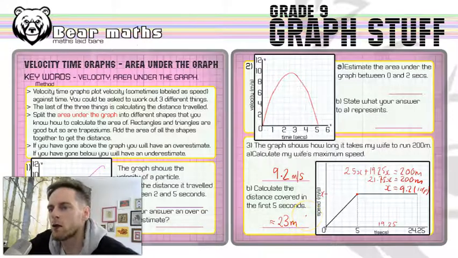There you go, and I hope all of that makes sense. We've done a lovely last question there, and we've got a couple of really complicated things going on, but it's just about working out the area underneath the graph. That's how you work out the distance that's been travelled, and that's it for velocity time graphs.